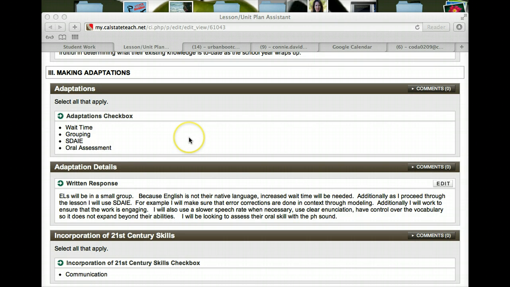Adaptations. Okay, so these are your SADAI adaptations. You're going to increase wait time. You're going to put them in groups. You're going to do CDI. Okay, and you're going to have an oral assessment. So now I know how you're going to assess these students.